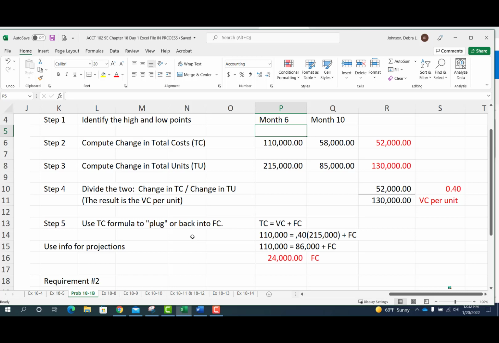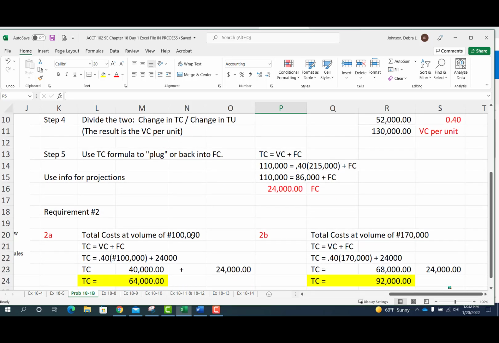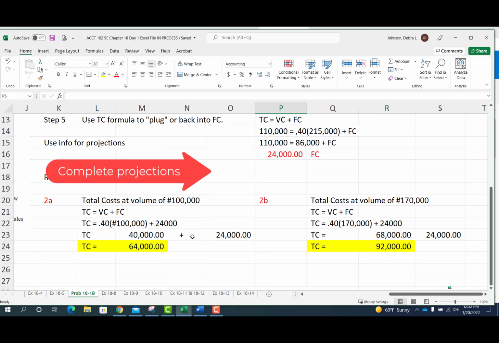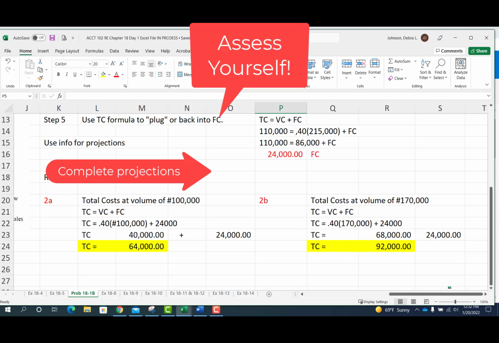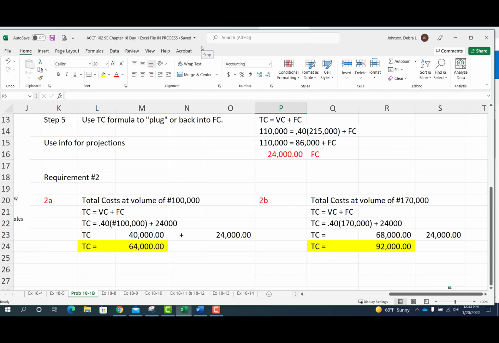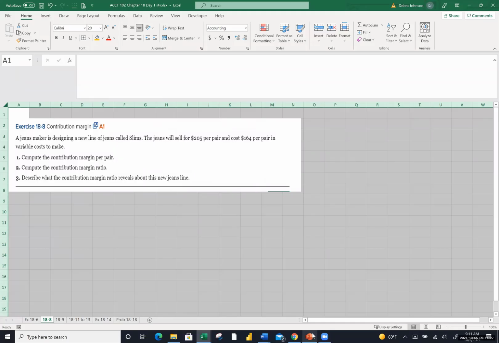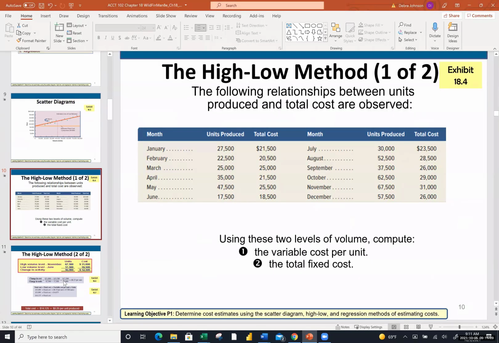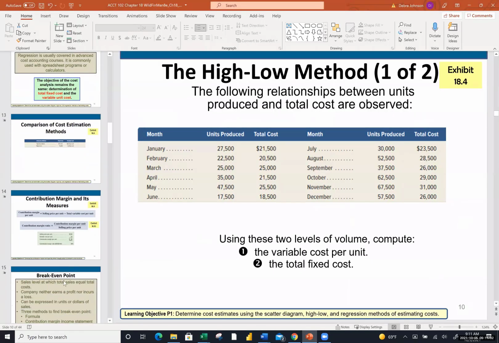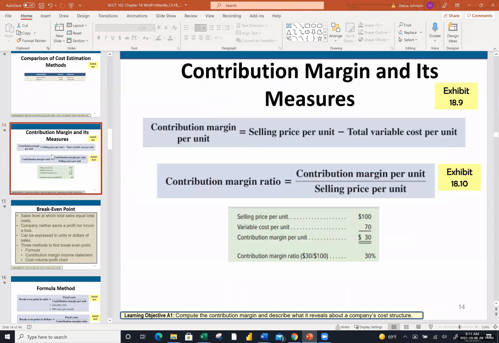And then based on that data that we gathered, we did two projections, one at a volume of 100,000 and one at a volume of 170,000. This should help assess whether you have a good understanding of what to do with mixed costs. Let's move on to our next topic. I'm going to go back to this PowerPoint, because I remember seeing some good slides on this next concept, which is called the contribution margin.